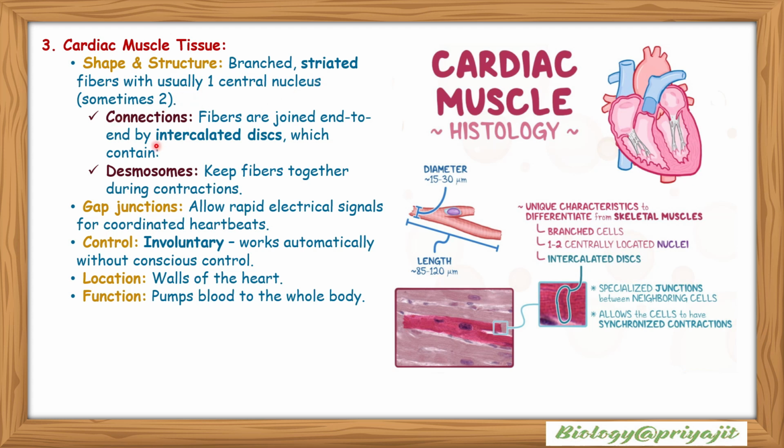Sometimes there are two nuclei. The fibers are joined end to end by intercalated discs, which contain desmosomes that keep the fibers together during contractions. Gap junctions allow rapid electrical signals for coordinated heartbeats. Control: involuntary, they work automatically without conscious control. Location: they are found in the walls of the heart, and they pump blood to the whole body. They are specialized junctions between neighboring cells that allow synchronized contractions.